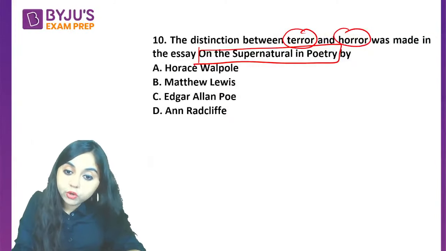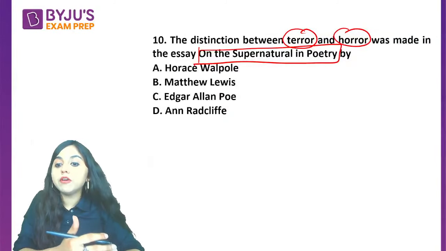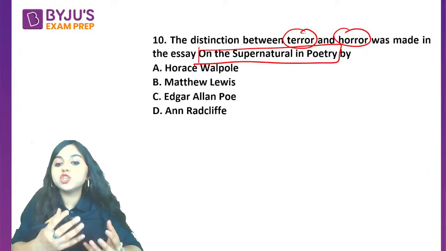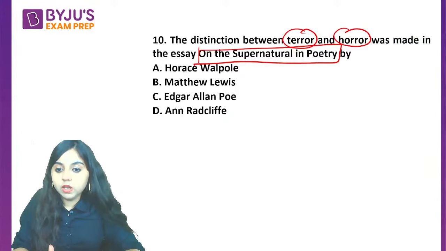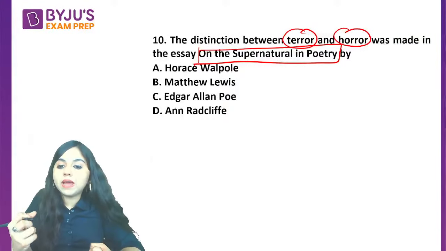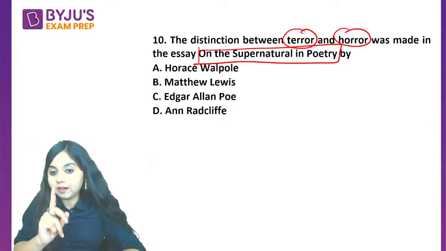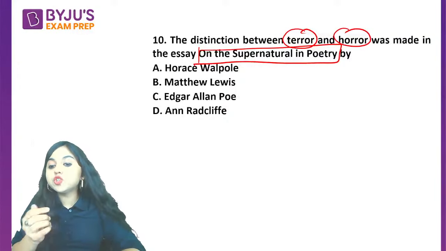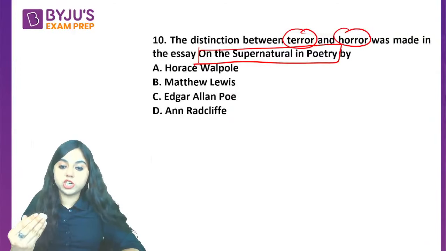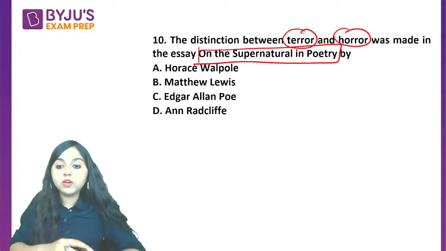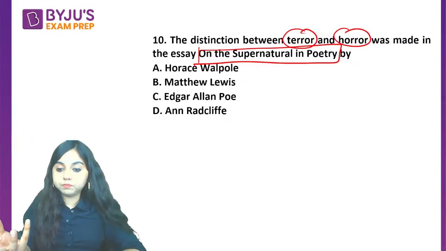And according to Radcliffe, terror refers to the effect that is produced by suggestions and implications, while horror is generated by complete exposure of the terrible things. What do we mean by that? Understand this. Terror refers to the effect produced by suggestions, right? It's the effect, and horror is generated, right?